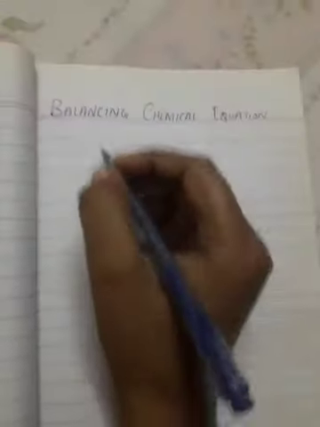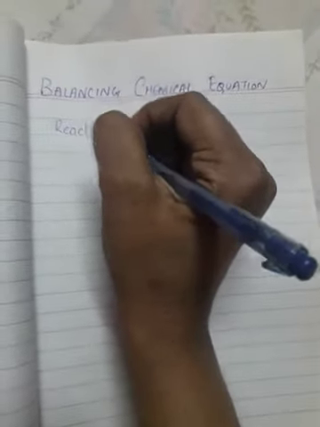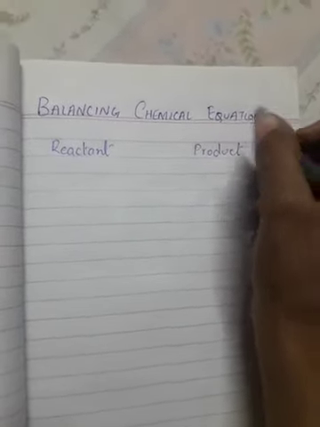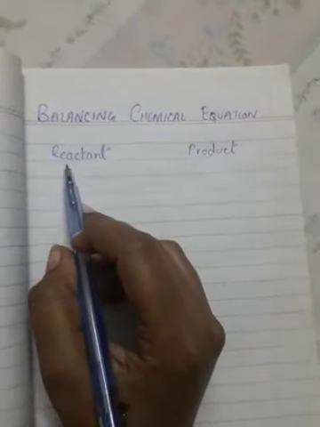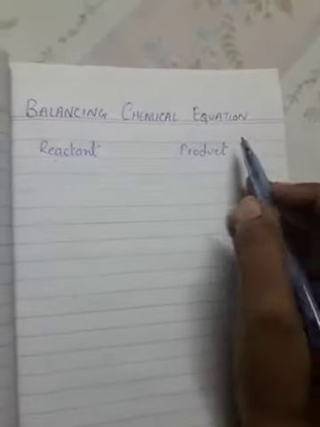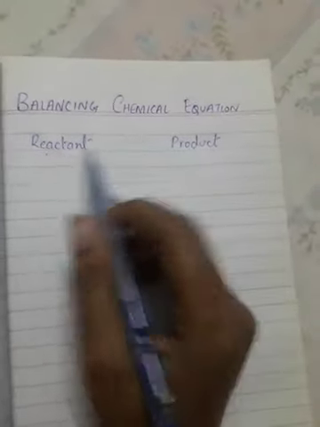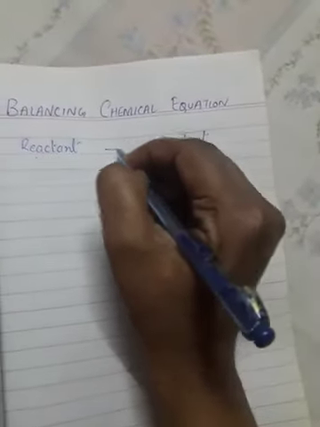As you all know, in a chemical reaction, two things are there. Number one is reactant, and the other thing is product. Reactant is always written on the left hand side of the equation, and product is always written on the right hand side of the equation. The reactant and product are separated by an arrow.